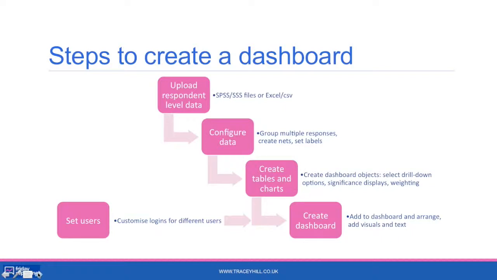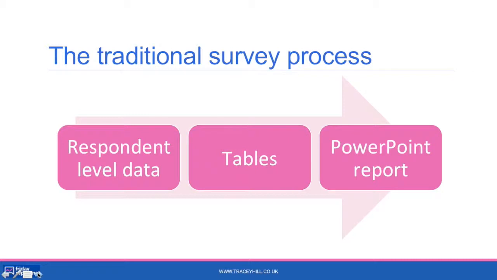So once that's done, you then need to create the individual objects that go into the dashboard itself, i.e. charts and tables. This includes selecting how they can be drilled down, what the filters are, what the comparisons are, significance and weighting, and so on. Then you have to create the dashboard itself and decide where and how these objects are to be displayed on the dashboard, the layout, the additional text and visuals, and so on. And then there's also the separate stage of setting up the user logins to define who has access to what. Okay, so those are the steps to create a dashboard.